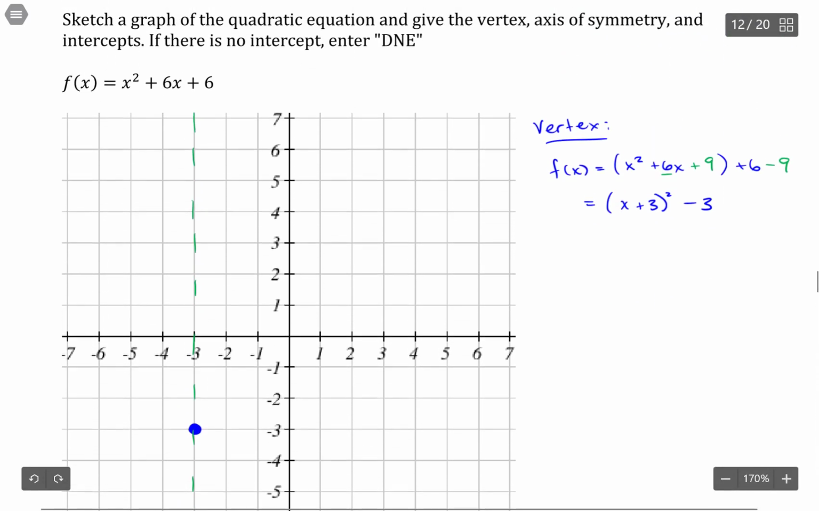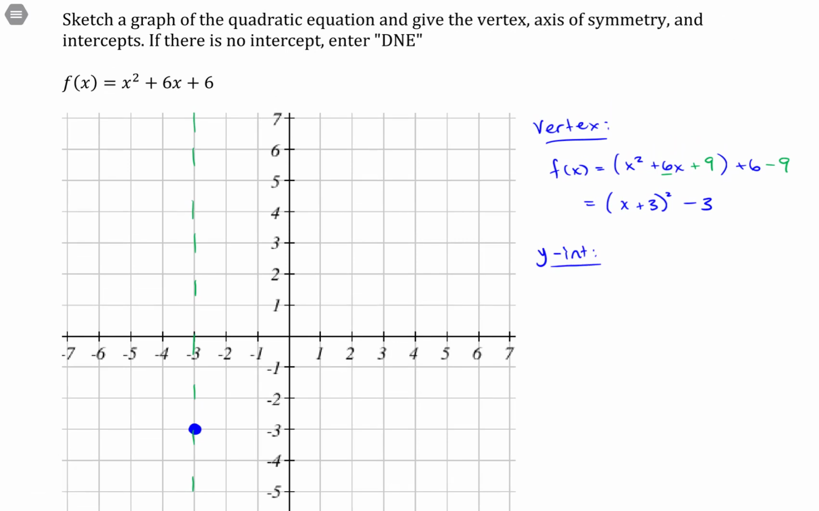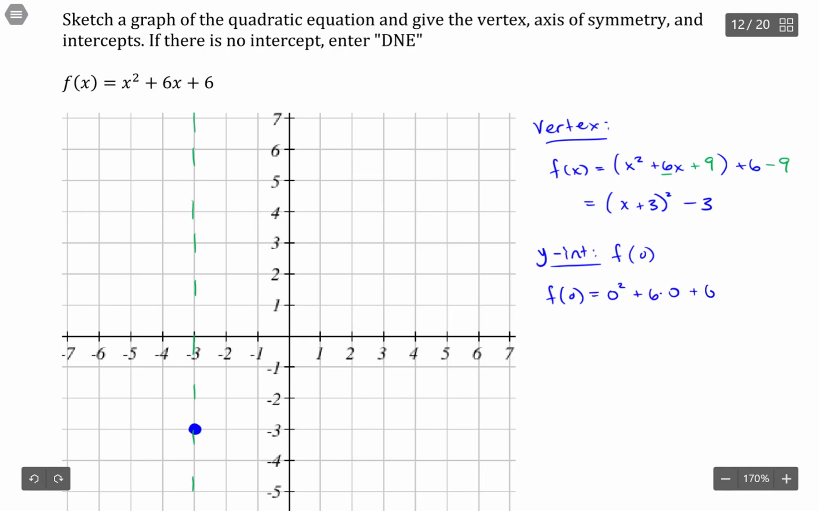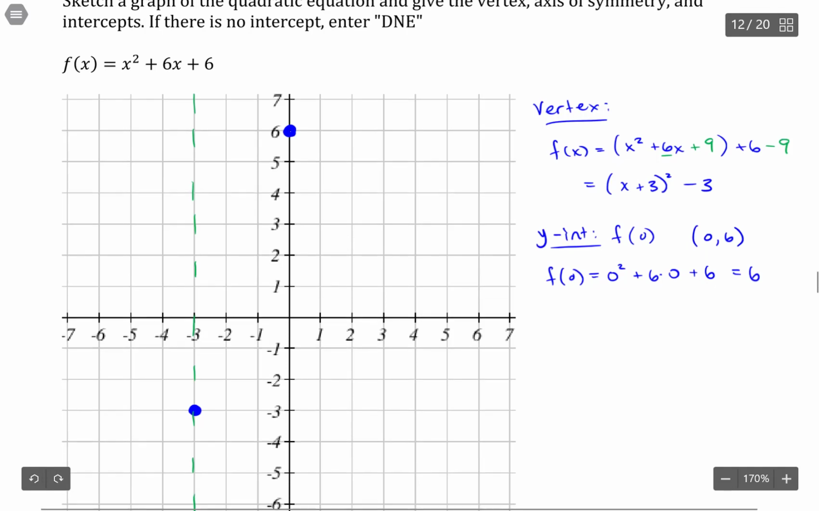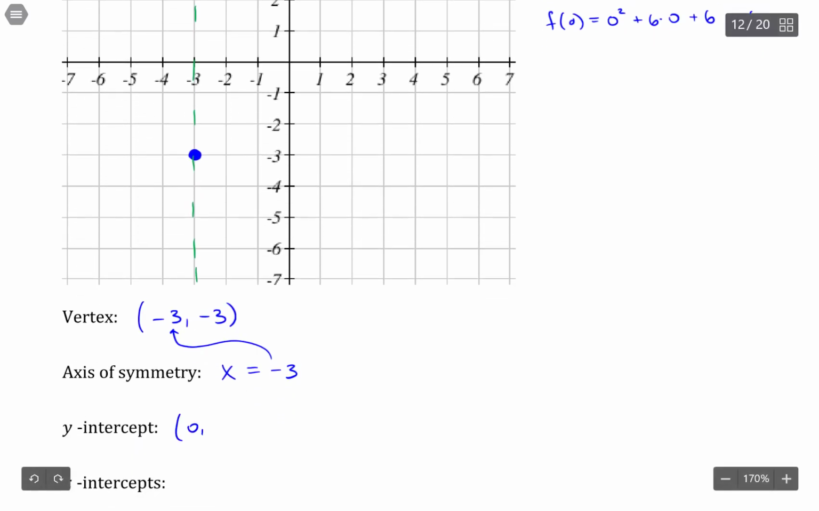The y-intercept. So the y-intercept is fairly straightforward as well, especially if you have the general form, because the y-intercept for any equation is just the function evaluated at 0. So for a quadratic, we have 0 squared plus 6 times 0 plus 6. It essentially is just the constant term. So my y-intercept is up here at 6, but when we express that, we really want to make sure we express it as a point. The x-coordinate is 0, the y-coordinate is 6. So there's my y-intercept.